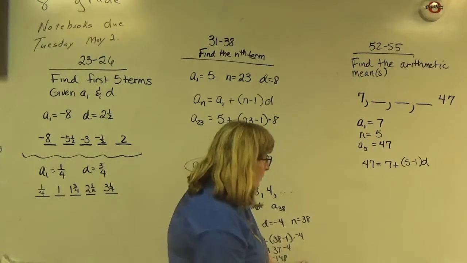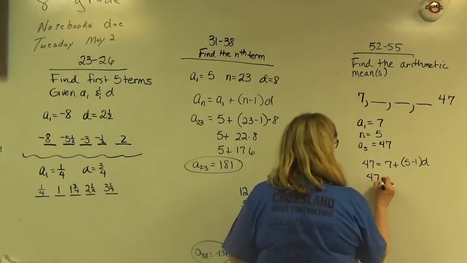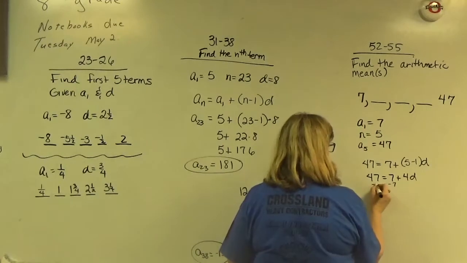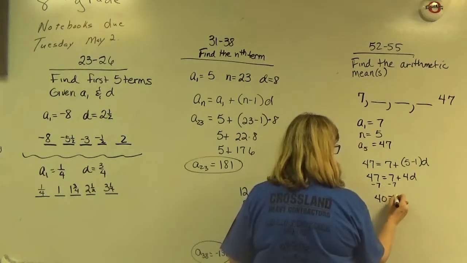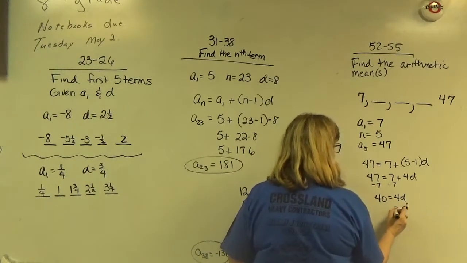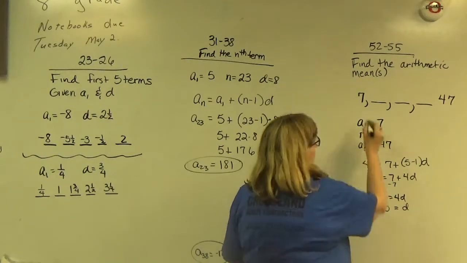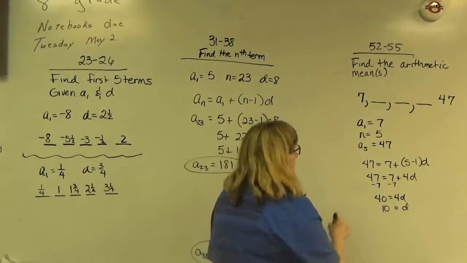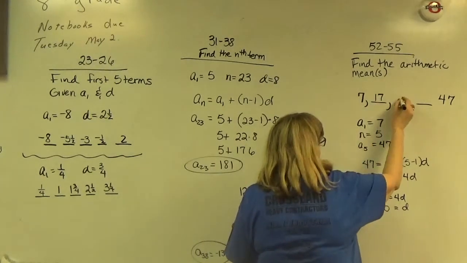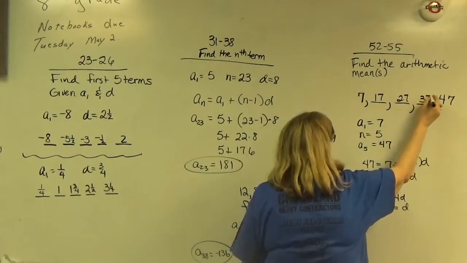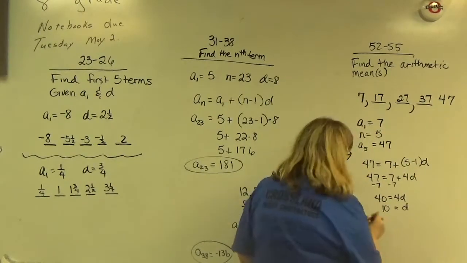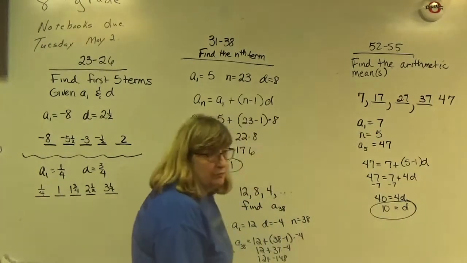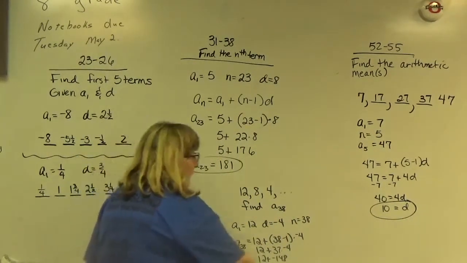Parentheses. So that would be 4, 4D. Then we could subtract 7. So D equals 10. So how do I figure out what's in the blanks? Add 10. So 7 would be 17, the next one would be 27, 37. And that one was kind of logic. So not only do I want to know what's in the blank, but I also want to know what the difference is that you had to use to get there.